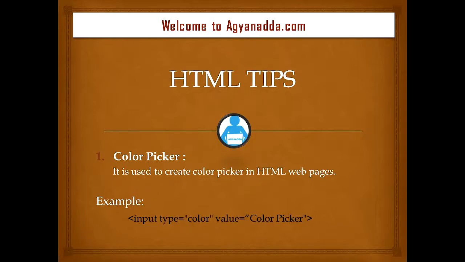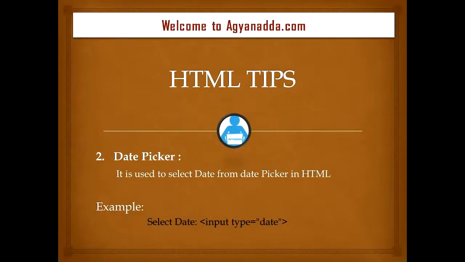The next one is date picker. It is used to select a date from a date picker in HTML. We can select any type of date from that picker. So how can we implement it? We can simply write input type date. Then you can easily select any type of date from the picker, right?